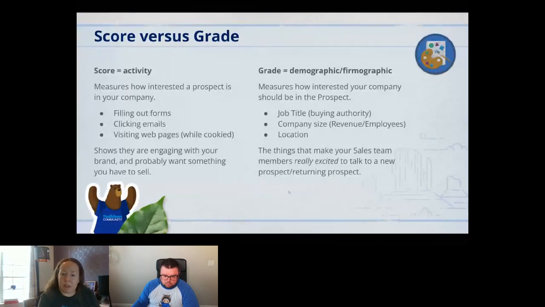And then things like their company size, which may vary from company to company and maybe based on revenue or maybe based on number of employees. Things like location. Like at my current company, we only really sell in the US and Canada, but we're looking at expanding into other markets. But right now, in another market, even in North America or South America, we can't do business there. So I'm not going to grade leads from those countries very highly, unfortunately. In a year, that might change and my grade measurement changes. But in general, grade are things that make your sales team members really excited to talk to a new prospect or a returning prospect.